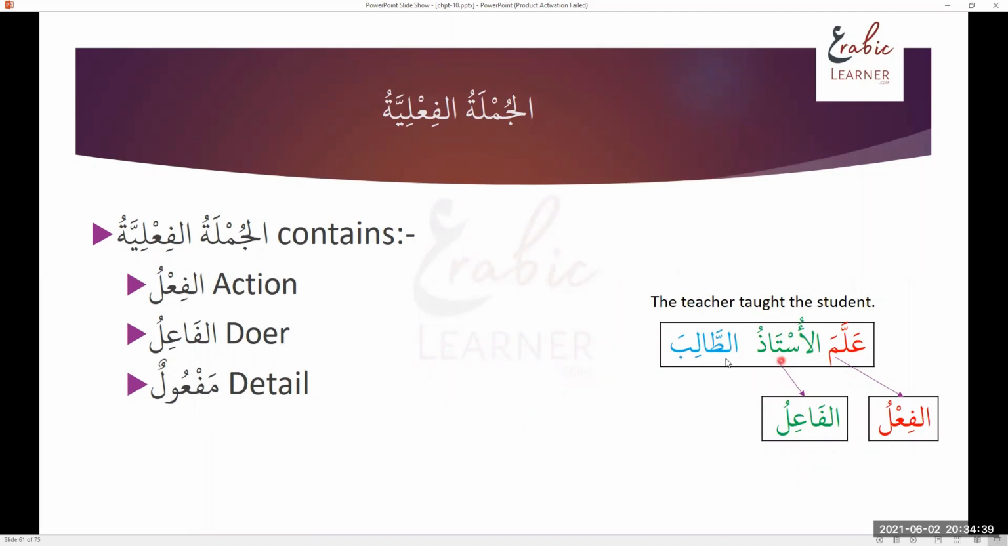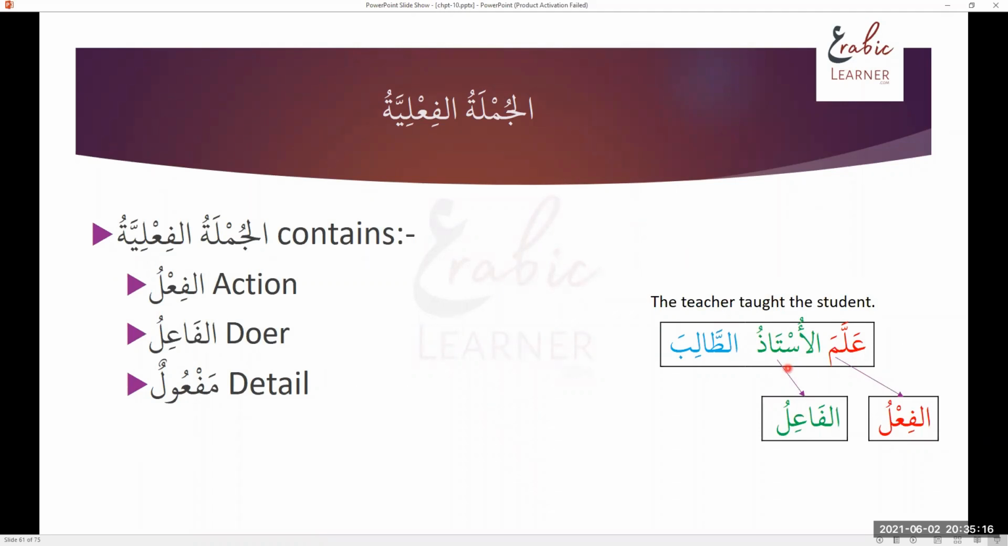Allama al-Ustadu Taliba. Now you will say, why am I writing Taliba? Why not Talibu? Why not Talibi? Because it is more detail about the Jumla. Okay? It is further details. The sentence is completing here, but you want to give more information. The teacher taught. That is sufficient.